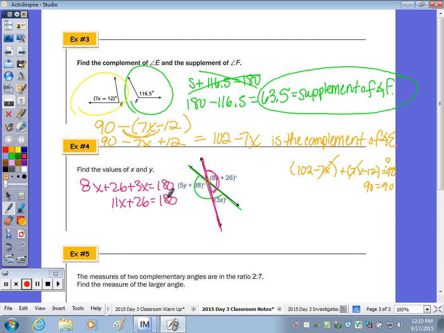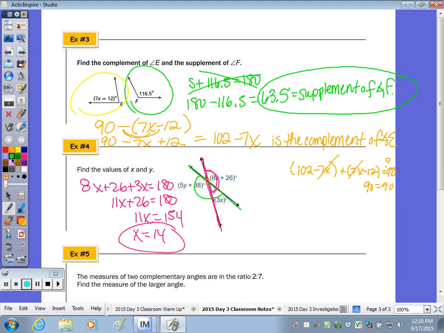What do you get when you take 180 minus 26? 154. Divide by 11. What do we get? 14. So x equals 14. And then you can take one of your other relationships. It's up to you. Let's do vertical angles. And then plug x in order to find y.